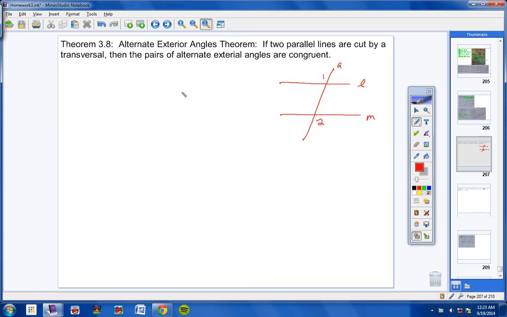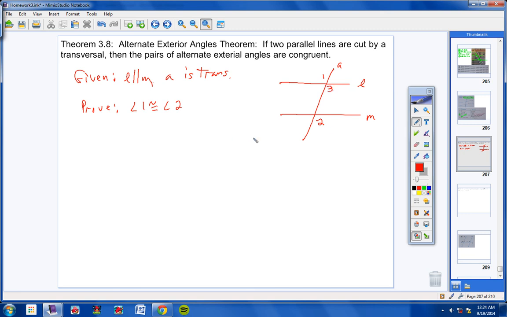All right, next we write our given part. And of course our given is our if part. If two parallel lines are cut by a transversal, so parallel lines, L is parallel to M, and A is a transversal. Okay, now we're going to prove the alternate exterior angles are congruent, so angle 1 is congruent to angle 2. Now students, this is so amazingly simple. If I put a number here like 3, it's so easy.